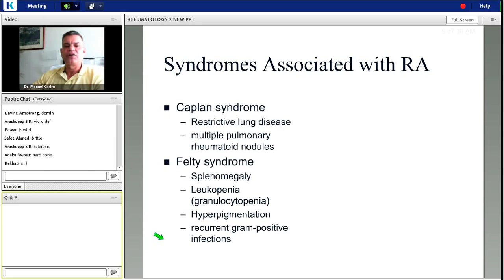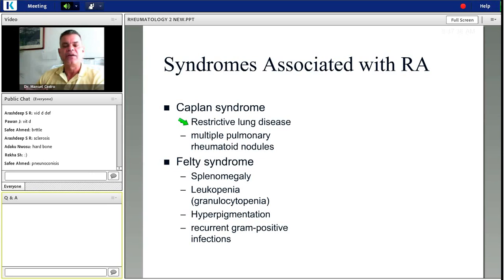And then Felty syndrome is going to be splenomegaly, leukopenia, hyperpigmentation, and recurrent gram-positive infections, okay? Felty syndrome. So these two, especially Kaplan syndrome, tend to be a little bit high yield. It's just rheumatoid arthritis with a restrictive lung disease. One of the causes of restrictive lung disease is a pneumoconiosis, right?